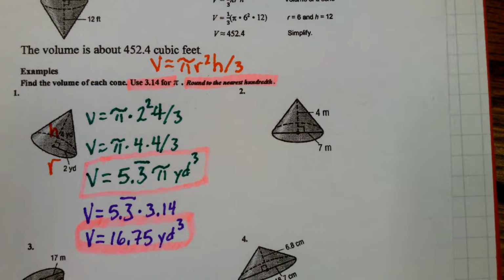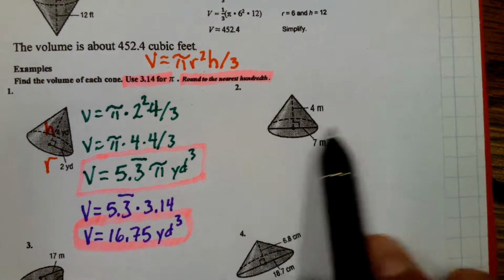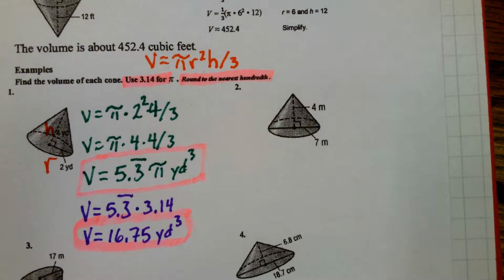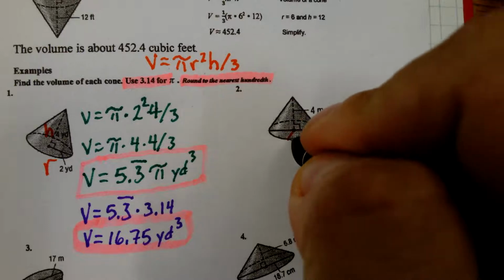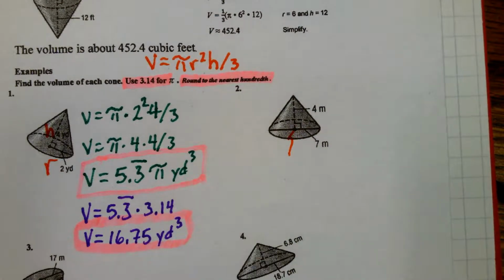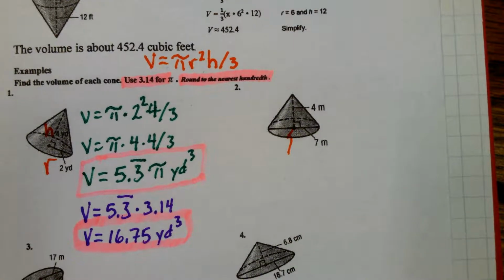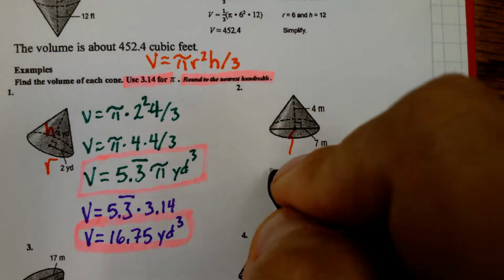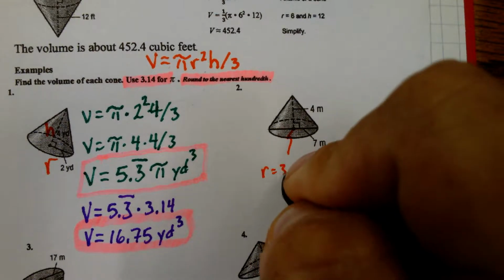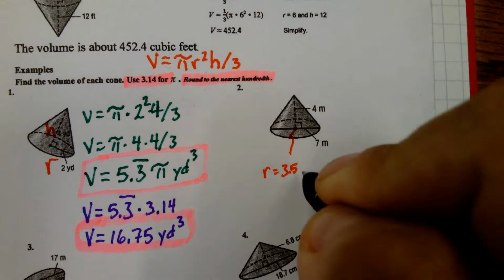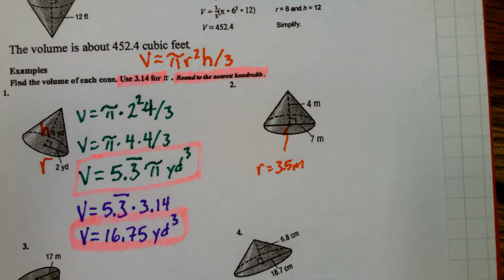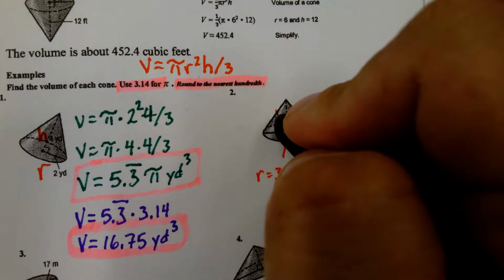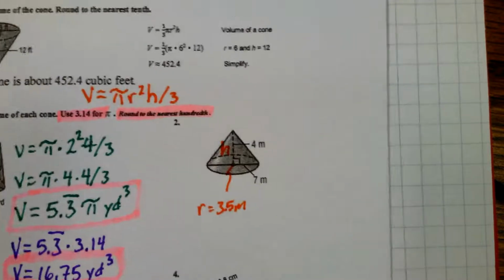For number 2, we have a little bit of a problem, but it's not a big one. They're giving us a diameter of 7. So we don't want a diameter, we want the radius. We need the radius for the formula. So what's the radius if the diameter is 7? 3.5, half of that. So the radius equals 3.5 meters. Okay, so we'll use that. The height is going to be 4. And let's just go with that.